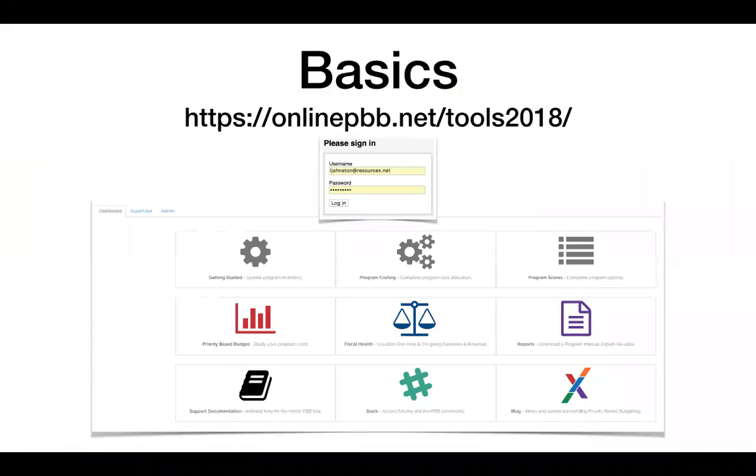To continue on with the basics, here's the website to access the new tools, onlinepbb.net/tools2018. You'll use your login. This is the dashboard screen that users will see. You'll notice that there are tabs for super user. That will be an access point for those of you with a super user designation, and you'll have a slightly different menu. We are going to use the Getting Started Update Program Inventory gear symbol for today's presentation.